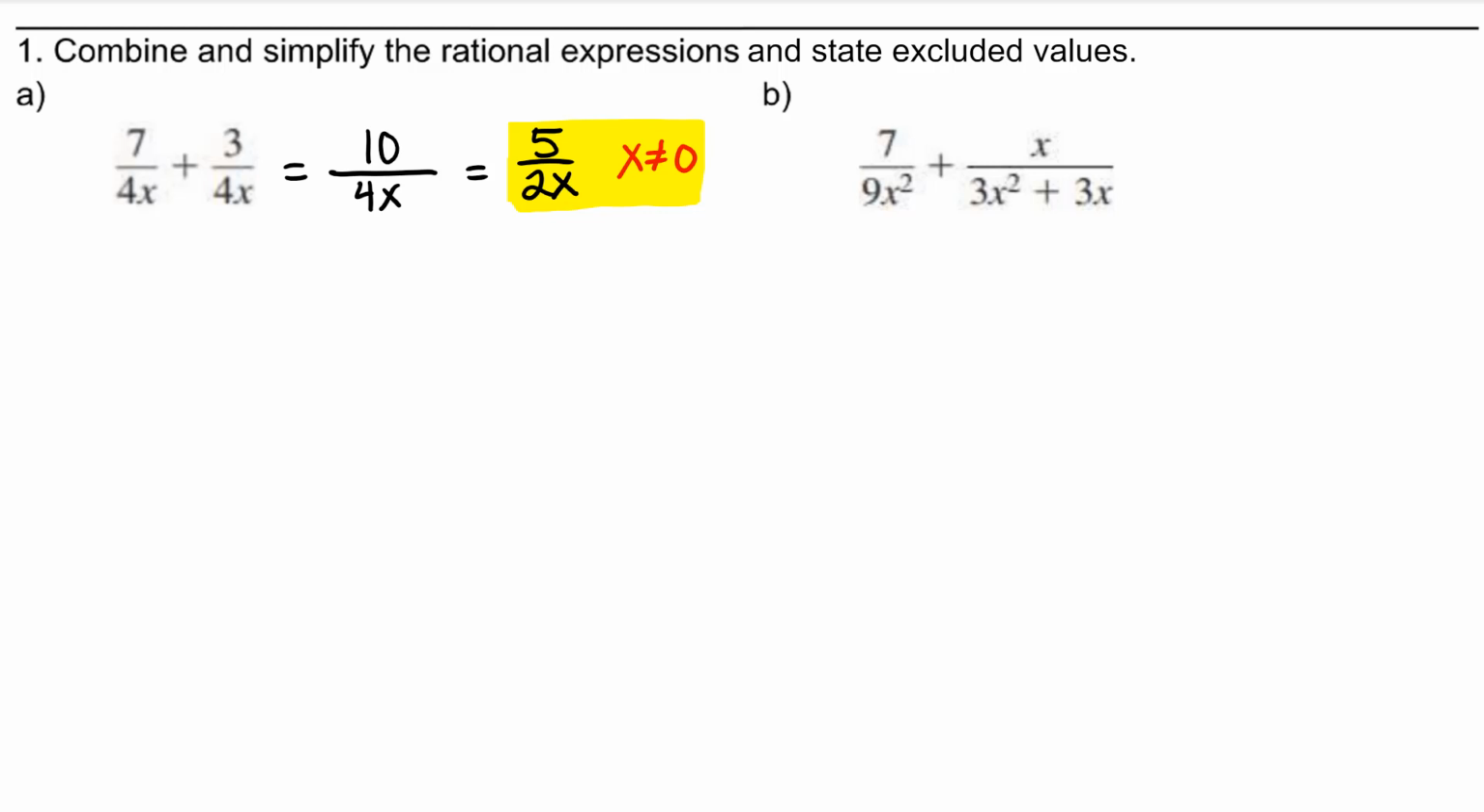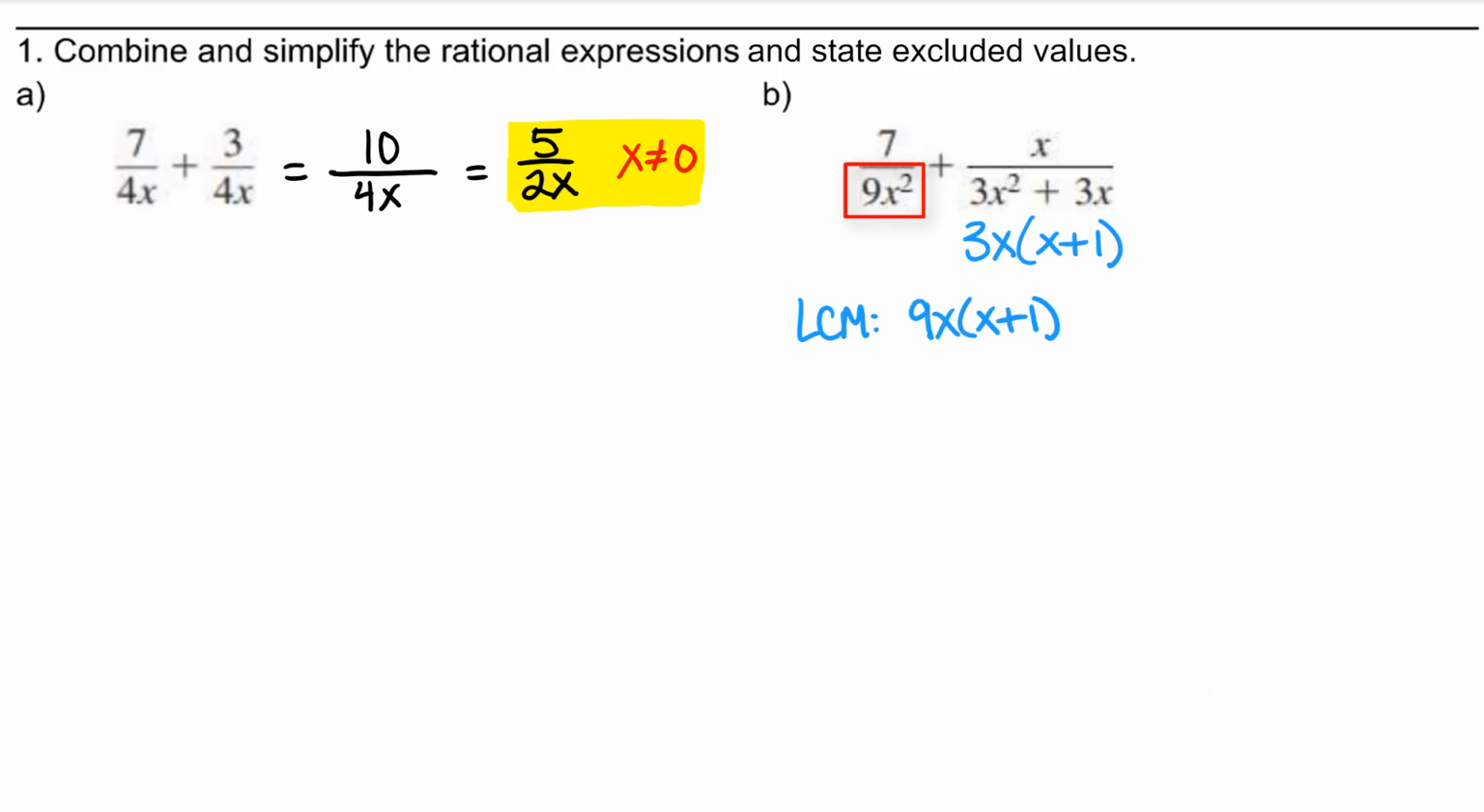For part B, let's factor the denominators so that we can find the least common multiple. Our least common multiple is at least as big as our biggest denominator. So I always start there and then I adjust if I need to. I adjust by asking myself, do the other denominators go into this existing LCM? Well, 9x squared doesn't go into 3x. Would it go into 9x?